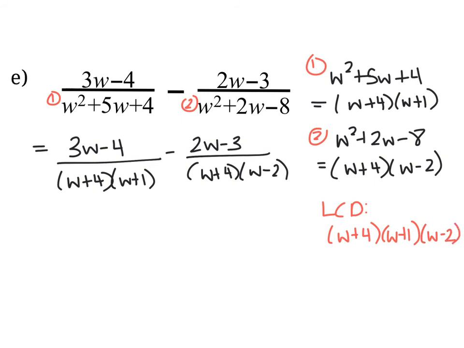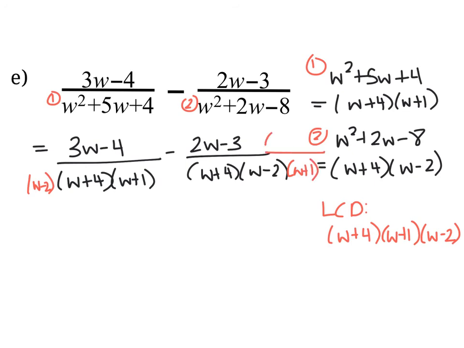So once you're done with your LCD, you don't have to think about it too hard if you have it right, because you can go and see if you can make this denominator out of what we have here. So this guy here, what do we need to multiply by to make this denominator look like this? We have a w + 4 already. We have a w + 1 already. We need to multiply it by w - 2. So that's what I'm going to do, multiply by w - 2. How about this guy? It has a w + 4. It has a w - 2. It's missing the w + 1.